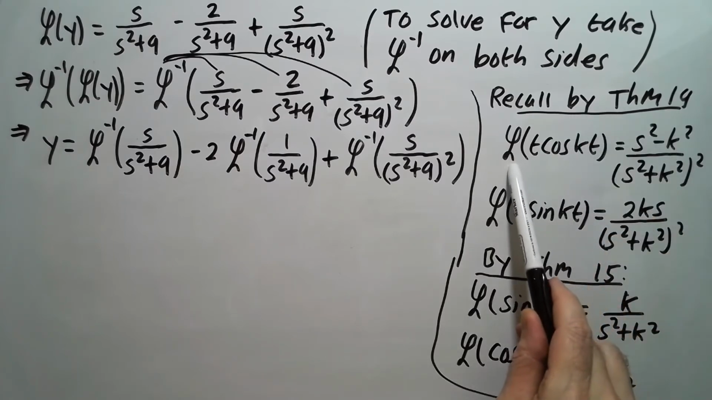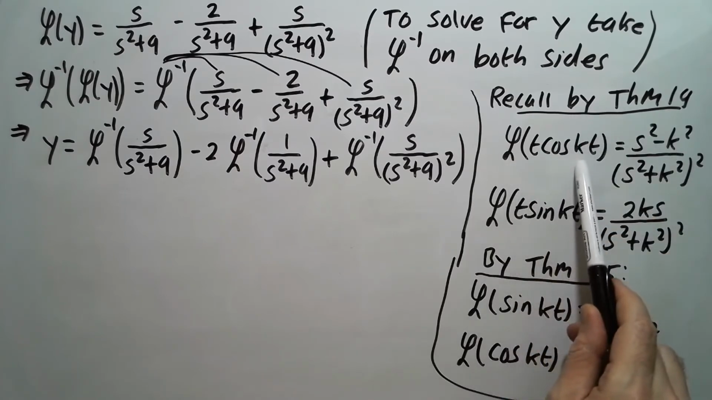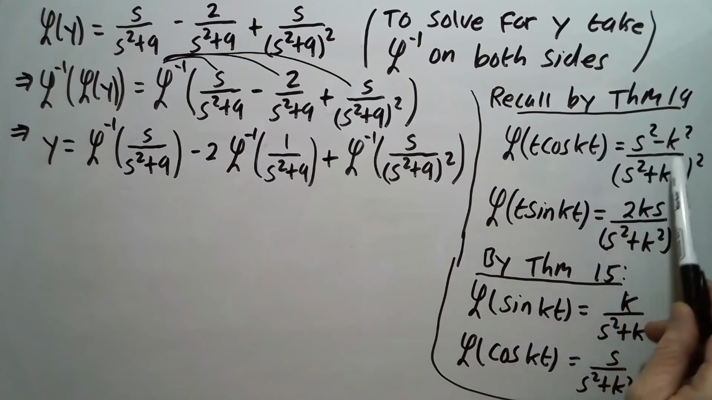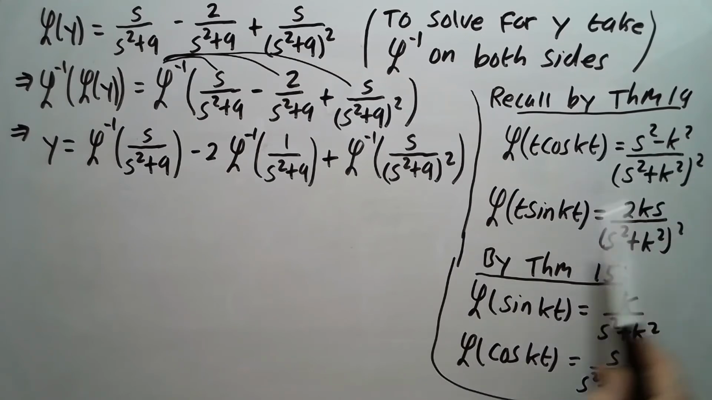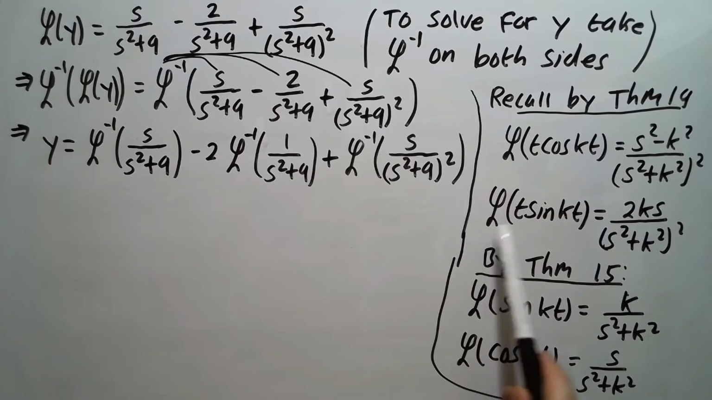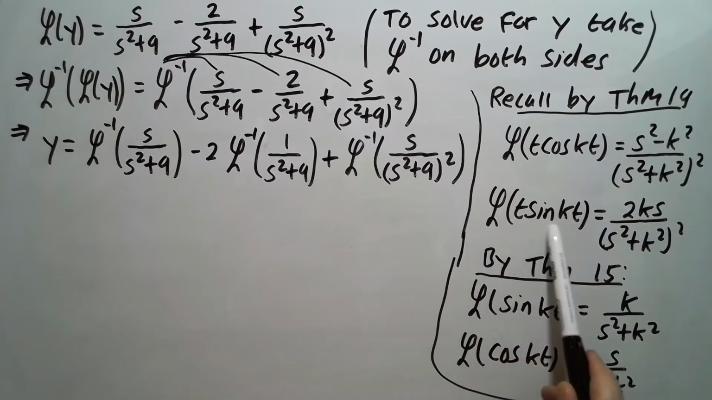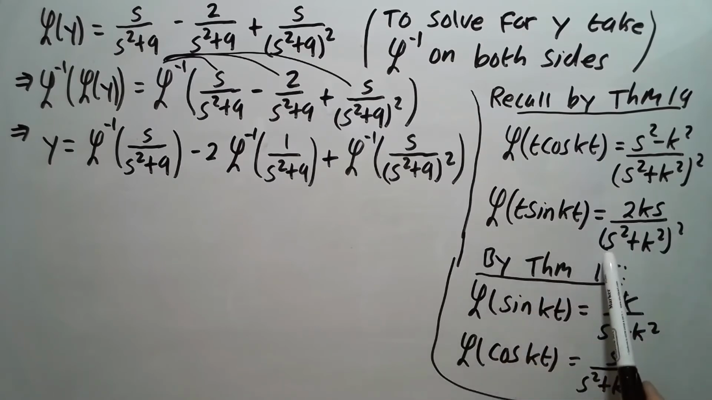So we showed that the Laplace of t cosine of kt is s squared minus k squared over s squared plus k squared, squared. And we showed the Laplace of t sine kt is 2ks over s squared plus k squared, squared. And we'll be using Theorem 15 also. Laplace of sine kt is k over s squared plus k squared, and Laplace of cosine kt is s over s squared plus k squared.